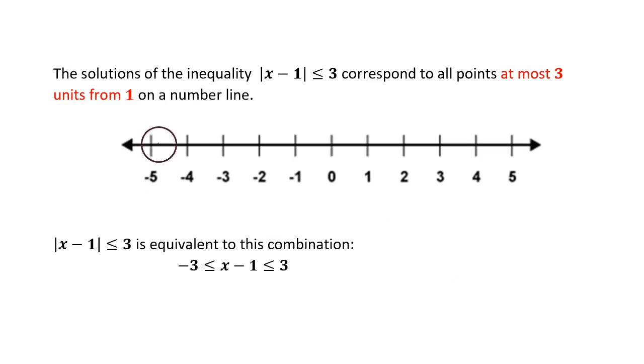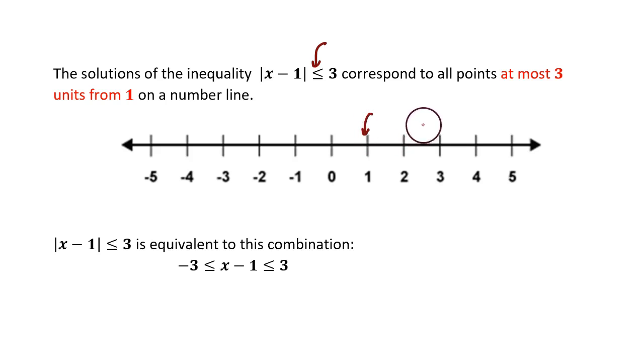The solutions of an inequality, the absolute value of x minus 1 is less than or equal to 3, correspond to all points at most 3 units from 1 on a number line. We can show this in the diagram. Here is where 1 is. We want to locate point x so that the distance from 1 to point x is at most 3 units.